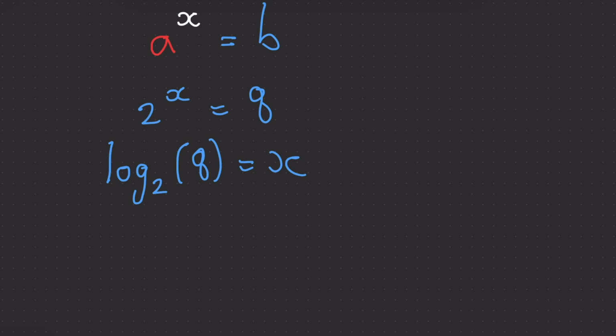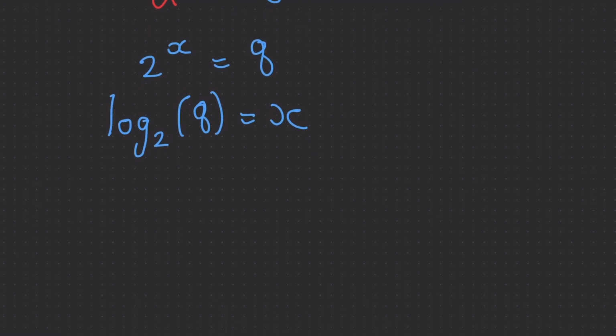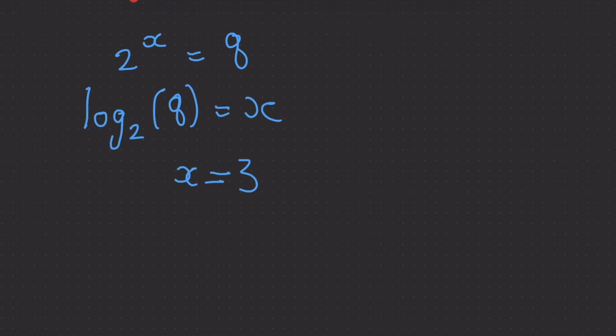So you can obviously do this in your calculator, but we can see here that 2 to the power of 3 is equal to 8. So x will be equal to 3. Now this is a very basic example of using logarithms.